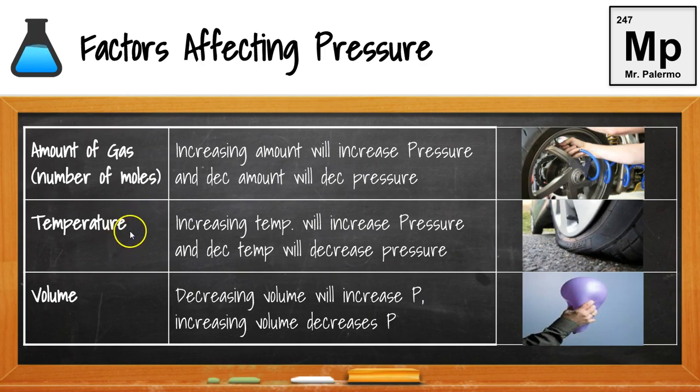Temperature. If we increase temperature, pressure goes up. If we decrease temperature, pressure goes down. And we can see this on a cold day, much like what's going on in the winter right now. If the temperature is colder, we see that our gas pressure will decrease, and maybe your pressure light will go on in your car. And lastly, volume. Decreasing volume will increase pressure. So when I squeeze a balloon, I decrease the volume, pressure goes up, and sometimes the balloon will pop. And then obviously conversely, if I increase the volume, the pressure is going to go down.